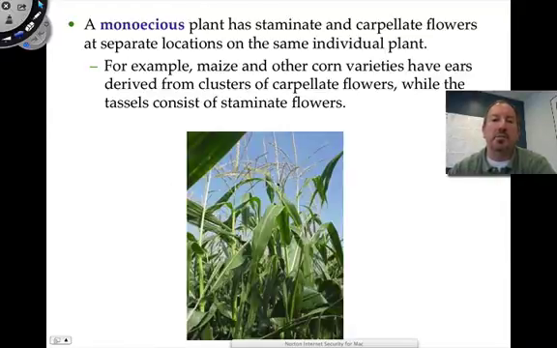Well, I'm not sure if you knew this, but corn has these tassels on the very top of the plant. Do you see this? The tassels are the anthers or the staminate flowers. They're the ones producing the pollen, whereas the ears are the carpellate. And so those are in separate locations, not in the same flower, but on the same plant. If it's on the same plant, we call it monoecious, like one house. That's kind of cool, don't you think?